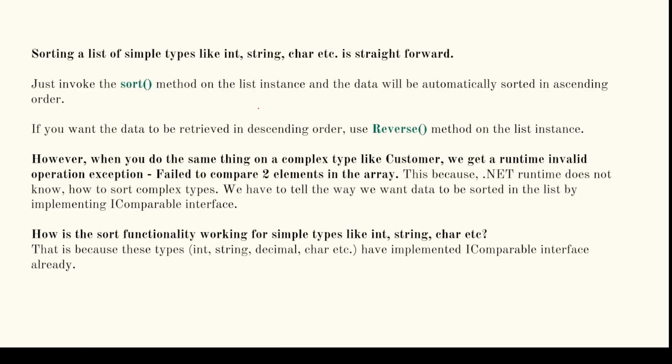If your list is of simple type, meaning if you are storing integers, strings or characters kind of data in your list, then sorting is very straightforward. You can directly invoke a sort method on the list instance and the data will be automatically sorted in the ascending order. And if you want to change the sorting order, you can invoke a reverse method on that. The reverse method will reverse the sorting. So let's see this in action.